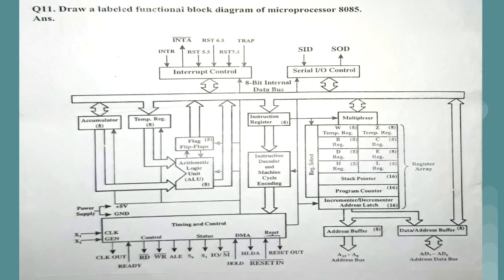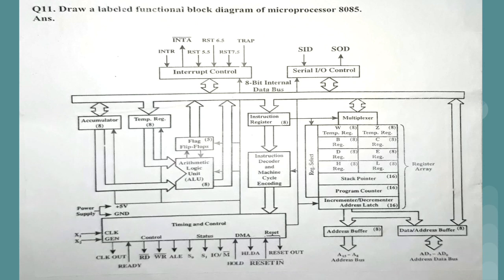After that we are having the register array. In the register array, the new components added are the multiplexer and the temporary register on the first row. Other things we have already seen in the diagram of CPU registers, that is BC, DE, HL pair, SP, that is stack pointer, and program counter. But after that one more new component is added, that is the incrementer and decrementer address latch, which is 16-bit and which is connected to the address bus and data bus.